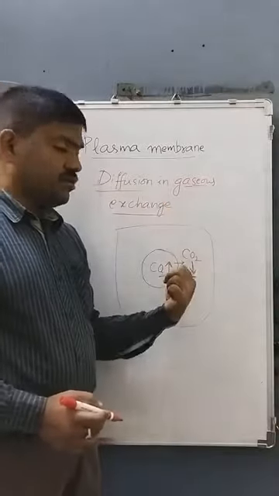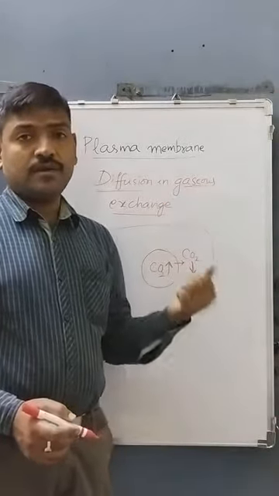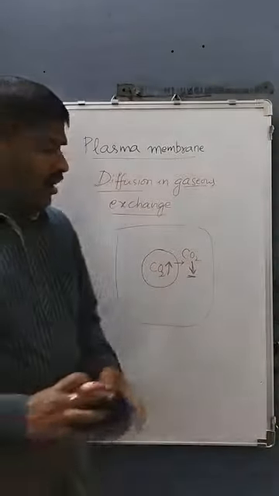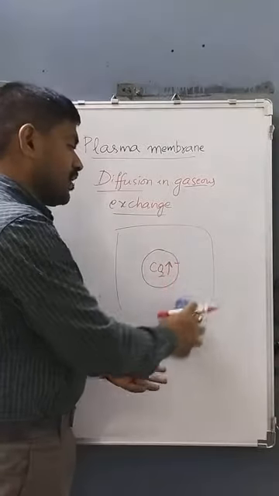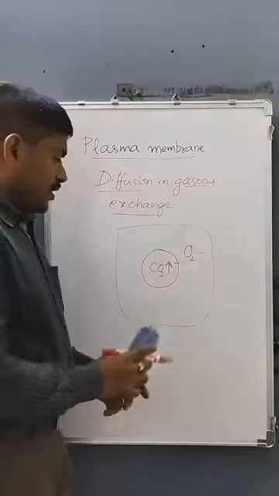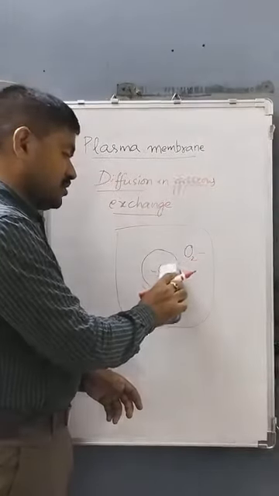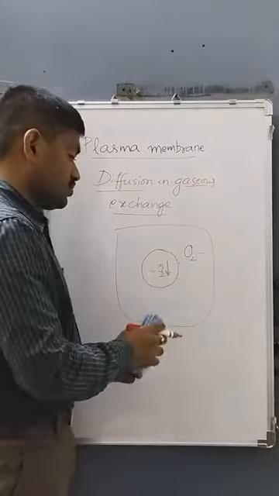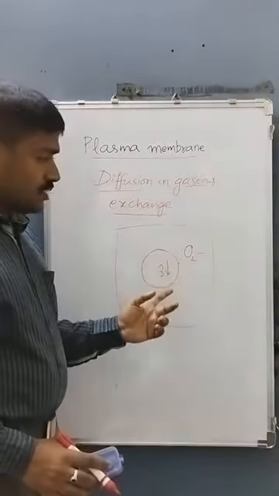By means of diffusion only, CO2 is expelled out from the cell. If it gets accumulated, it is going to cause harm to the cell. And the oxygen in the external environment, assume that it remains in the same concentration, whereas the oxygen inside the cell keeps getting utilized for cellular respiration. So its concentration keeps getting reduced.